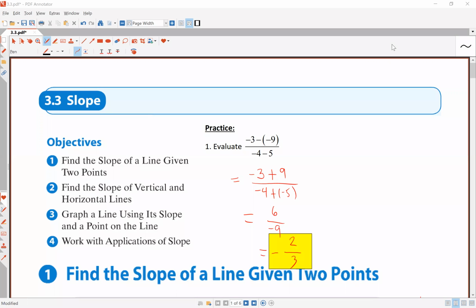This video covers section 3.3, slope, objective 2: find the slope of a vertical and horizontal line.